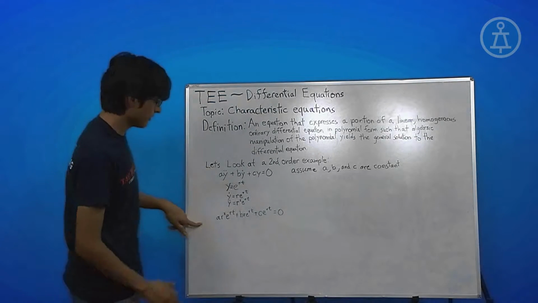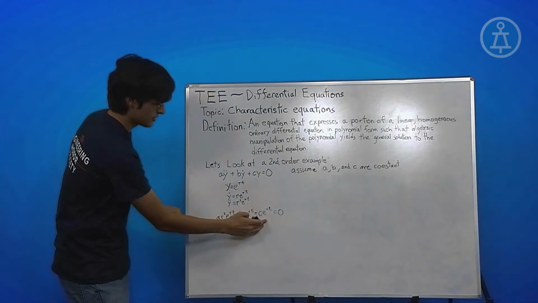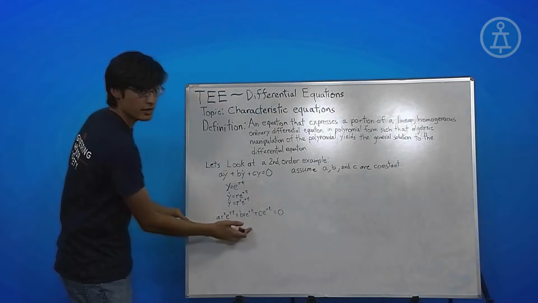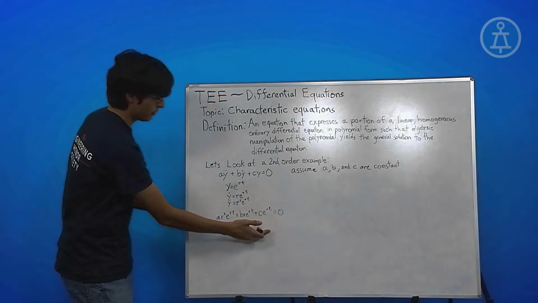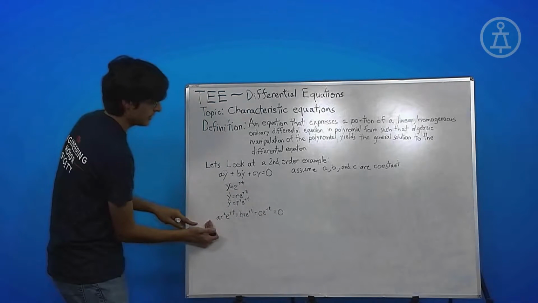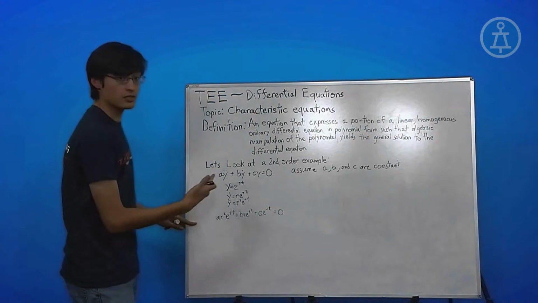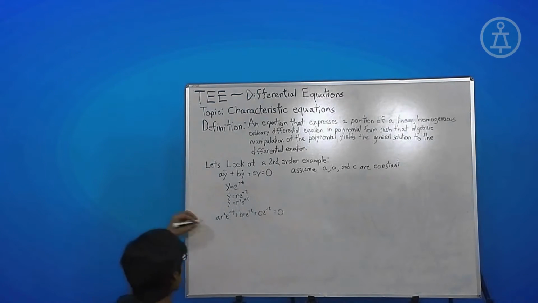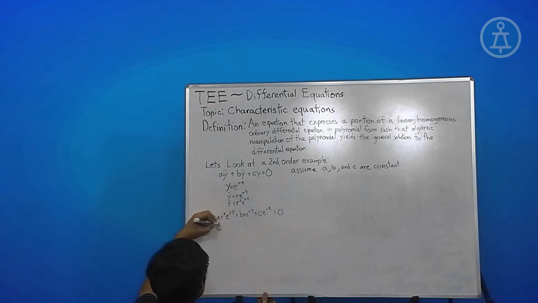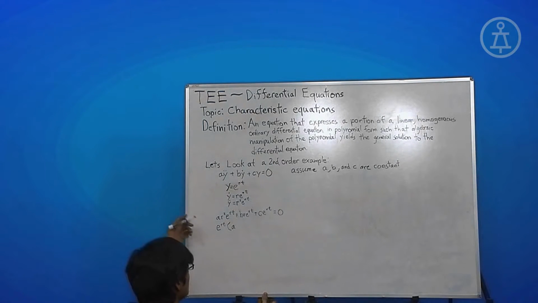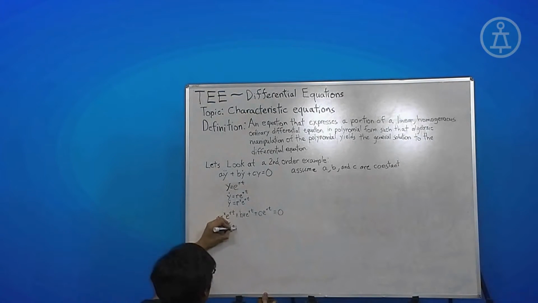So note that e to the rt is present in each of the elements of the differential equation now. So we can distribute out that e to the rt to make it into a more convenient form. So now the expression should look like this: e to the rt is now multiplied by the expression a r squared plus b r plus c, and all of that must be equal to 0.